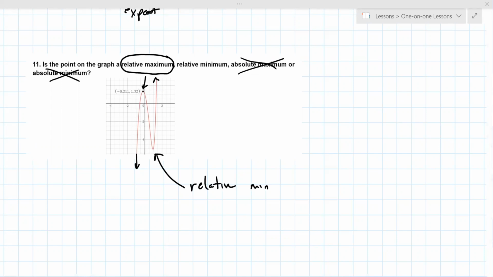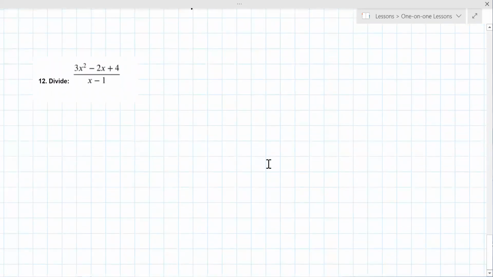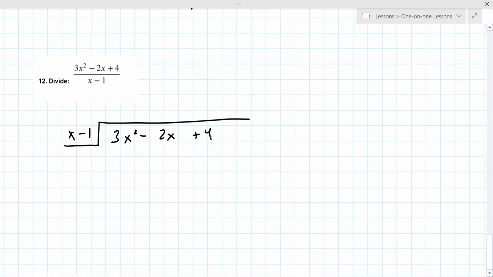Maximum. It says to divide. What's not clear to me is whether we can just use synthetic division. I don't know what to tell you. Or you got to do it by hand. Exponent. That's why I keep asking, is it multiple choice or not? Because it makes a difference with how you solve it.